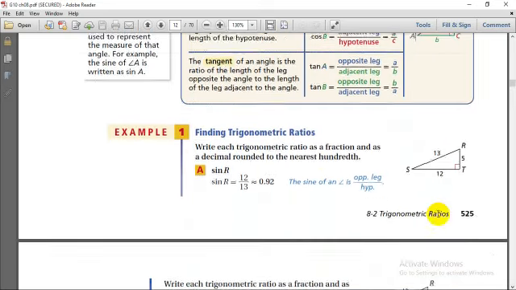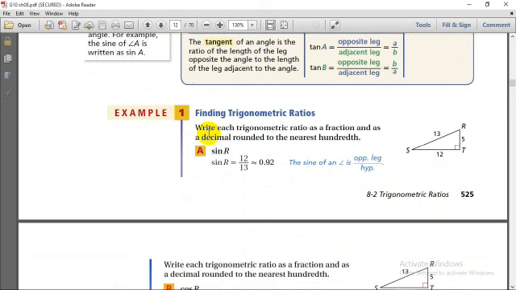Now let's see an exercise like this. Write the trigonometric ratio as a fraction and as a decimal, rounding. Here, sine of R. So I'm going to the angle R, which is here. Sine is opposite, so opposite here is 12, over the hypotenuse, which is 13. So 12 over 13, approximated by rounding to the nearest hundredth, is 0.92. And of course you can use your calculator for this.